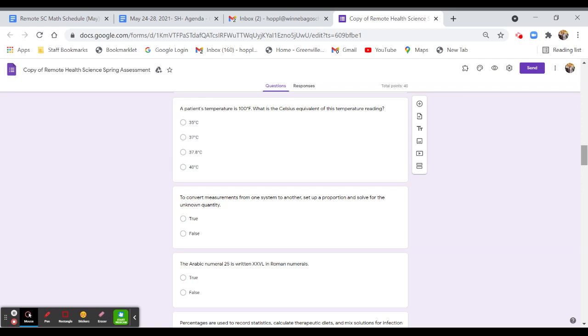A patient's temperature is 100 degrees Fahrenheit. What is the Celsius equivalent of this temperature reading? 35 degrees Celsius, 37 degrees Celsius, 37.8 degrees Celsius, or 40 degrees Celsius?